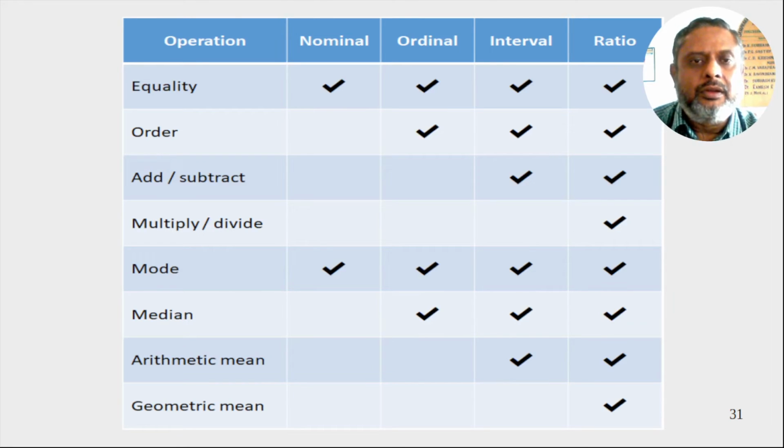These are the four basic data types we can think of, and these are the various operations possible. So these are going to be very useful when we are dealing with data and their data types and all that.